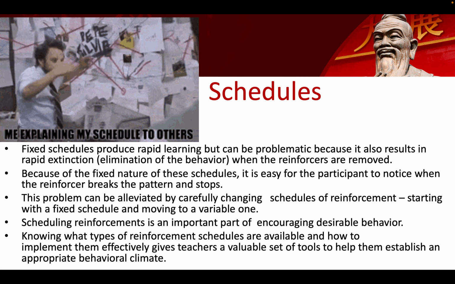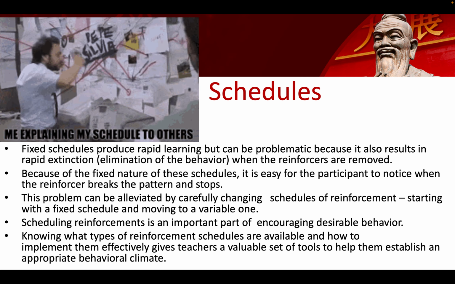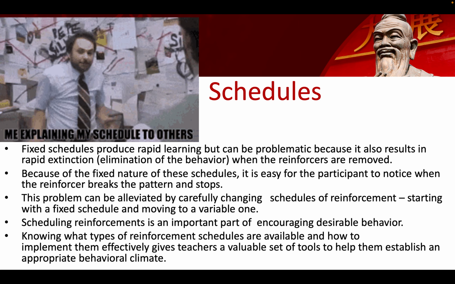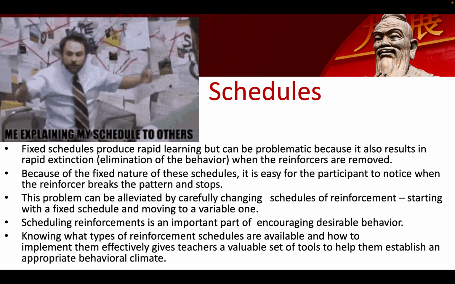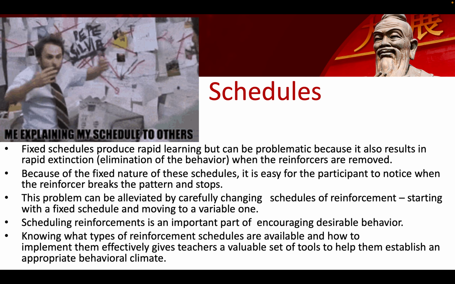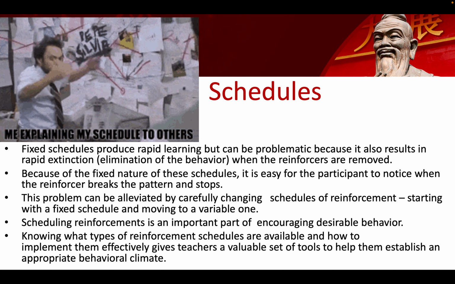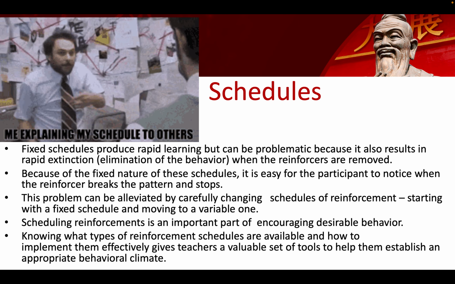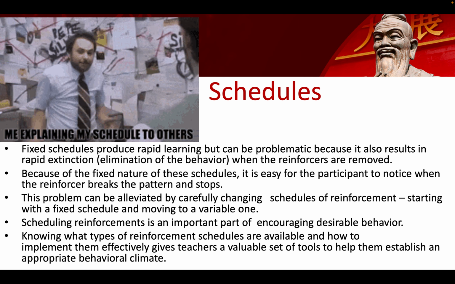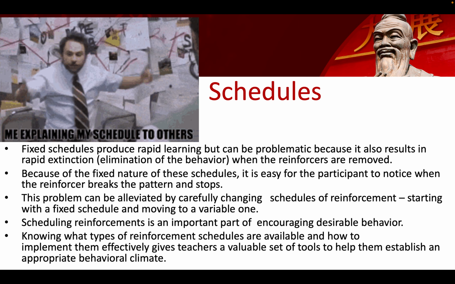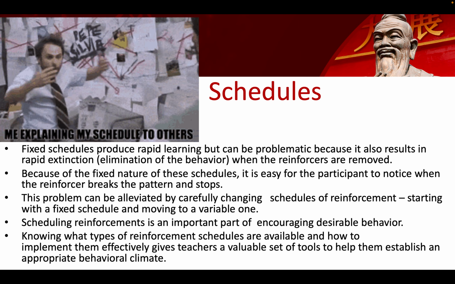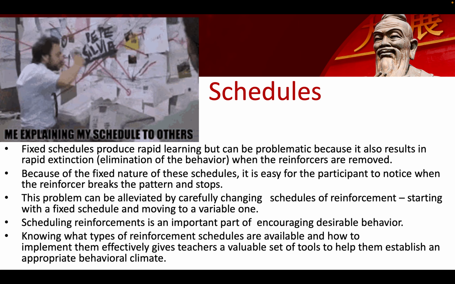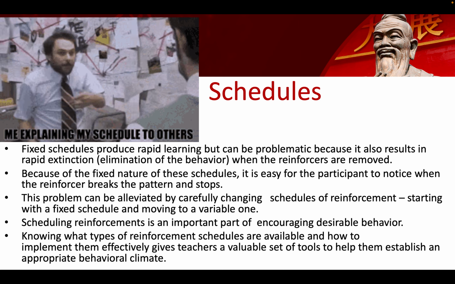Fixed schedules produce rapid learning, but can be problematic because it also results in rapid extinction, elimination of the behavior, when the reinforcers are removed. Because of the fixed nature of these schedules, it is easier for the participant to notice when the reinforcer breaks the pattern and stops. This problem can be alleviated by carefully changing schedules of reinforcement, starting with a fixed schedule and moving to a variable one.